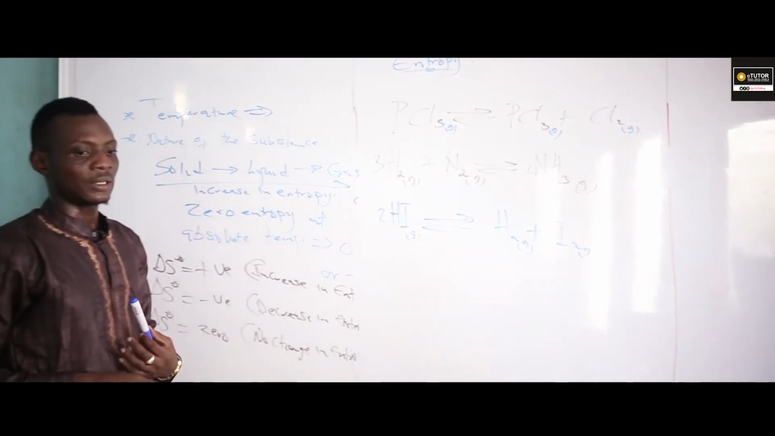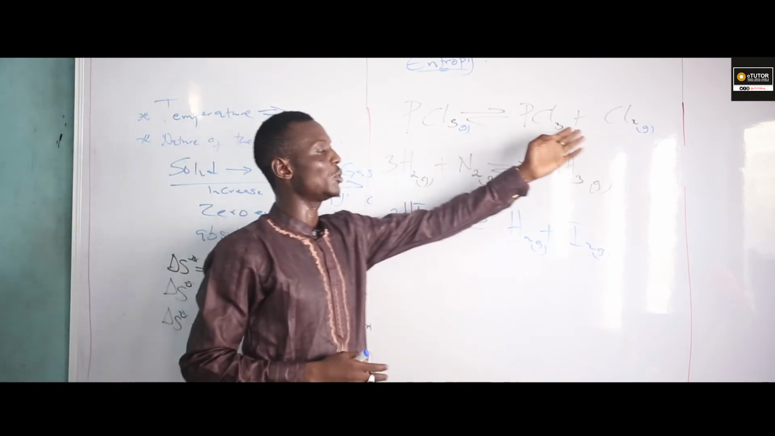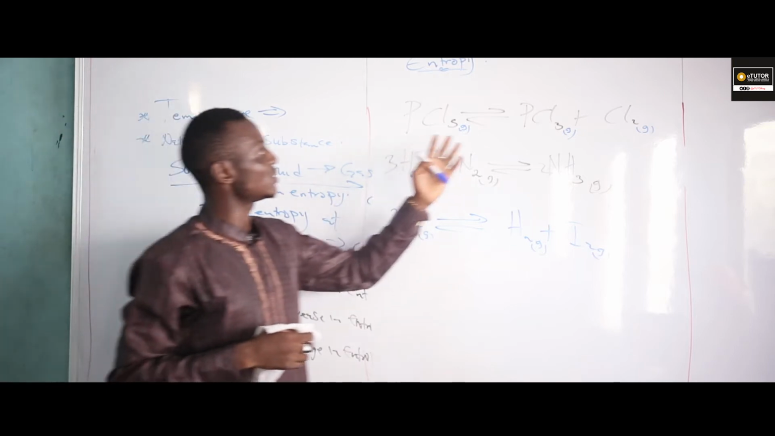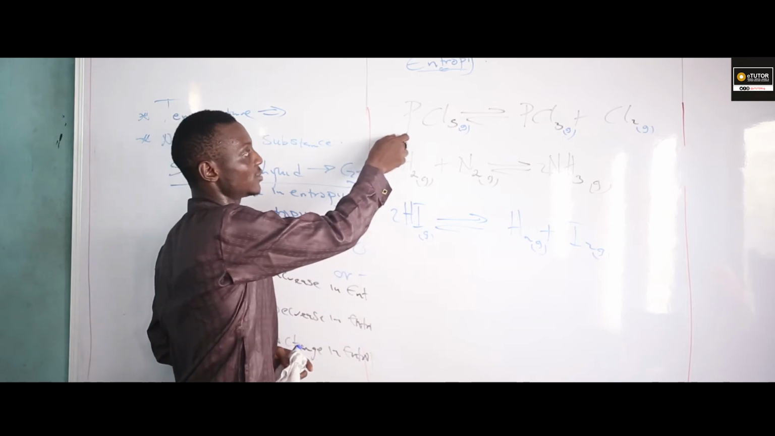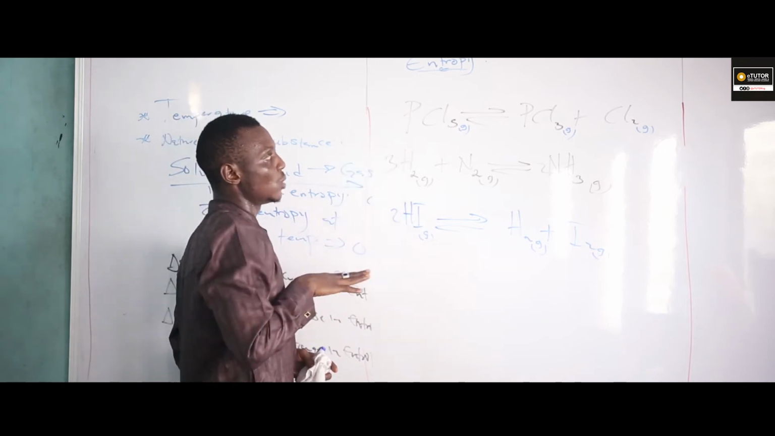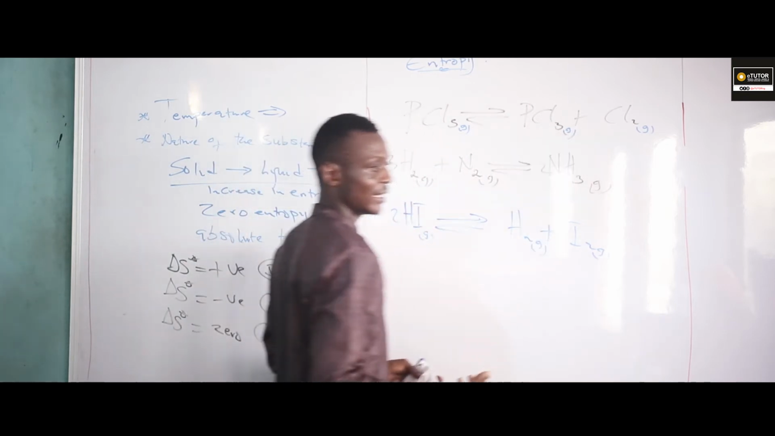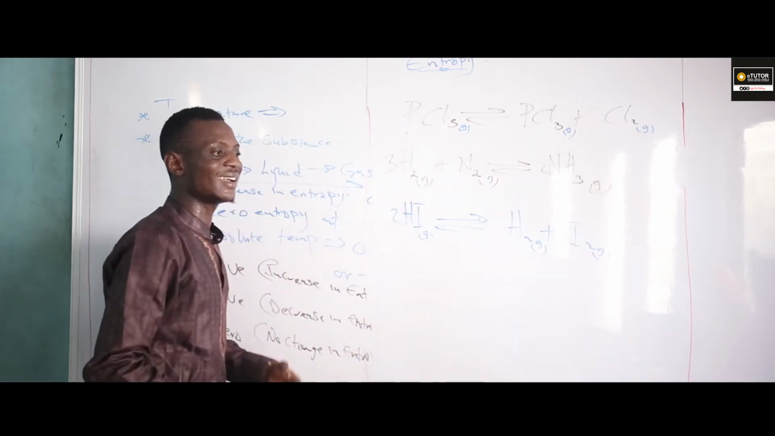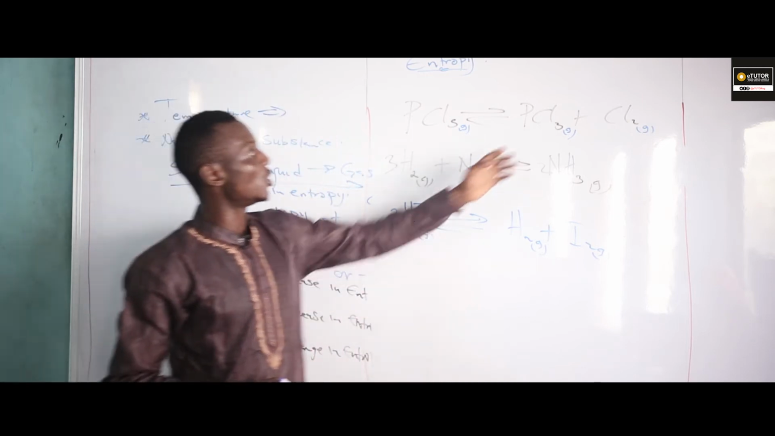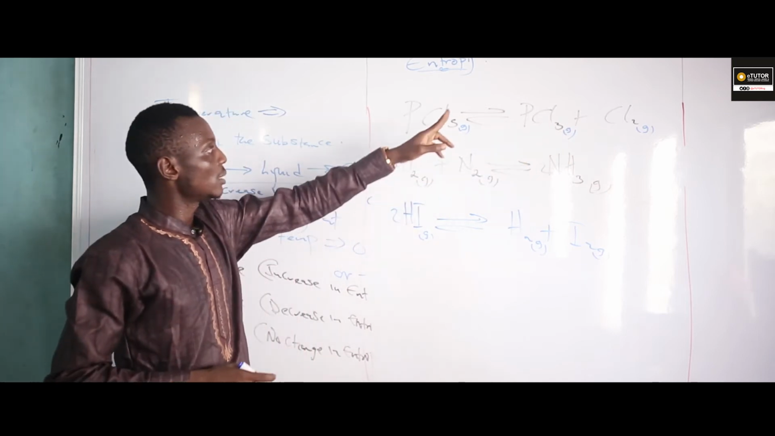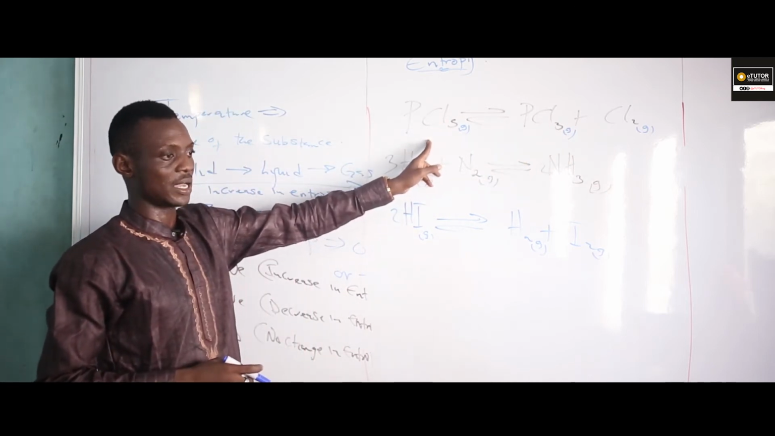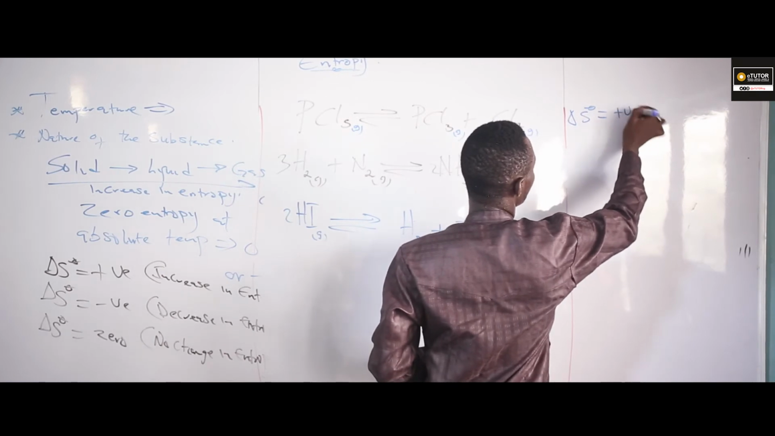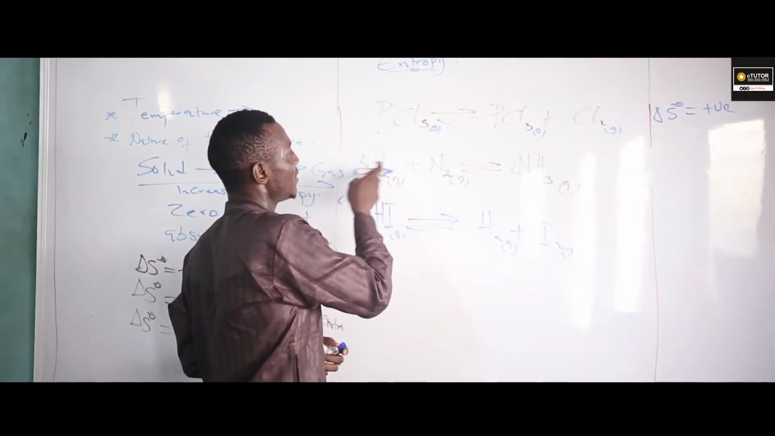Now the first one, if they ask you to predict the change in entropy of this system, is it going to be an increase or a decrease in entropy? Look at this system: the number of moles in the initial state is smaller than the number of moles in the final state. Here we have 1 mole of gas going to 2 moles of gas. Therefore, there is going to be an increase in entropy because the number of moles of product is greater than the number of moles of reactant. Therefore, in the first one, our delta S is going to be positive.